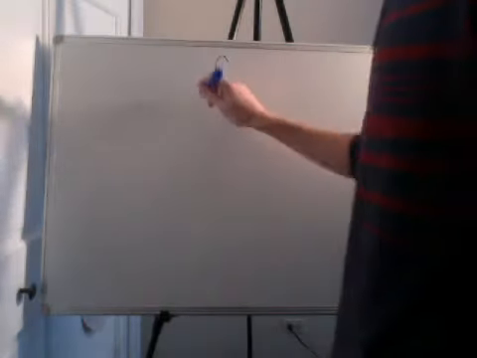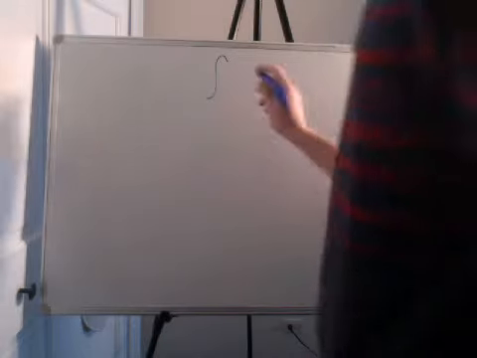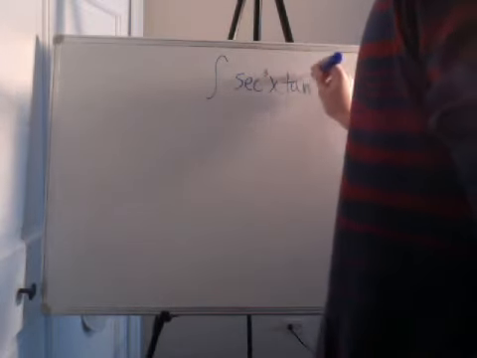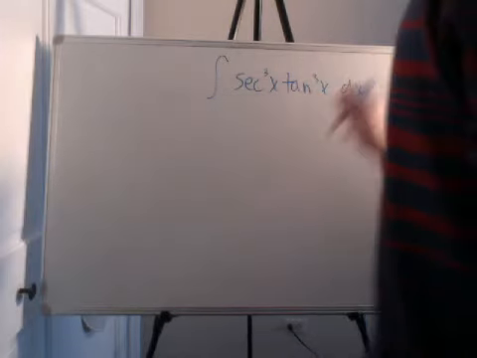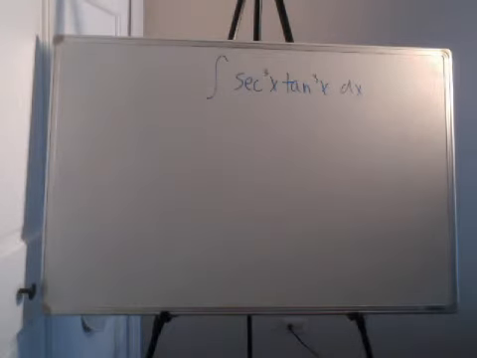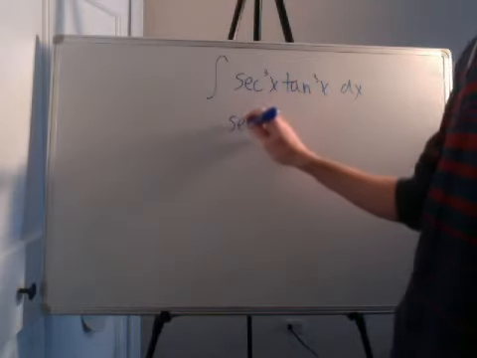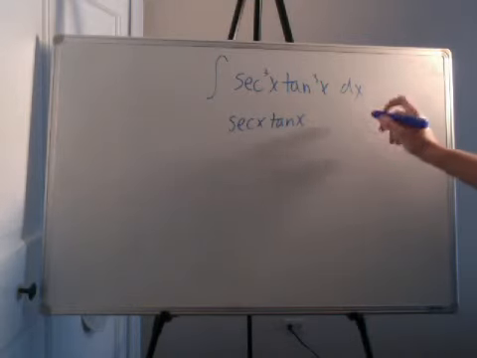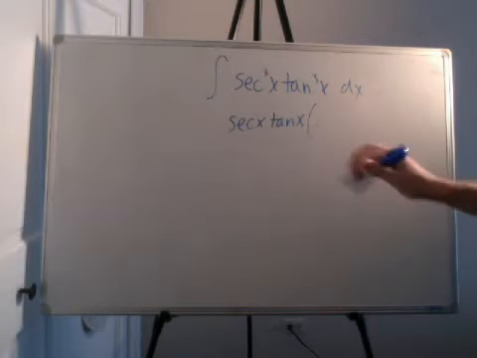What if you have the antiderivative of secant cubed of x tangent cubed of x dx. Okay, so we know that the derivative of tangent of x is secant of x tangent of x. So we kind of want to pull out a secant x tangent x, because then that will be our du, you'll see why in a second.